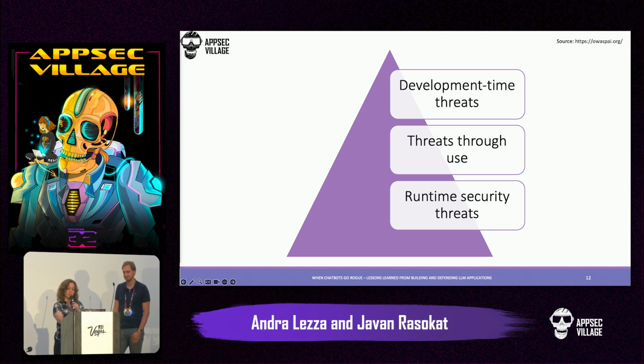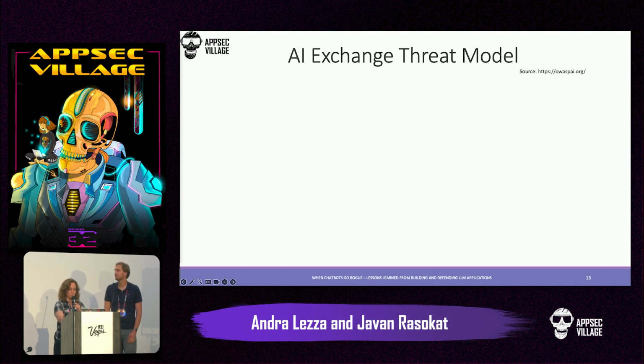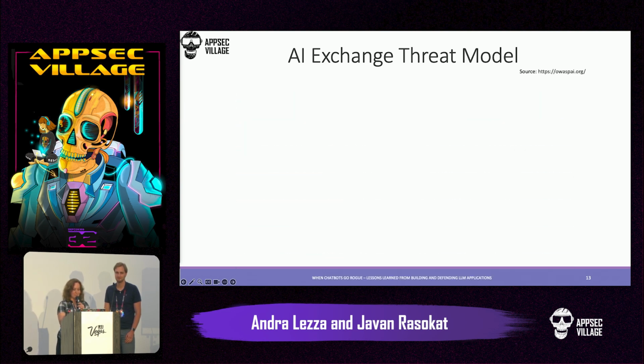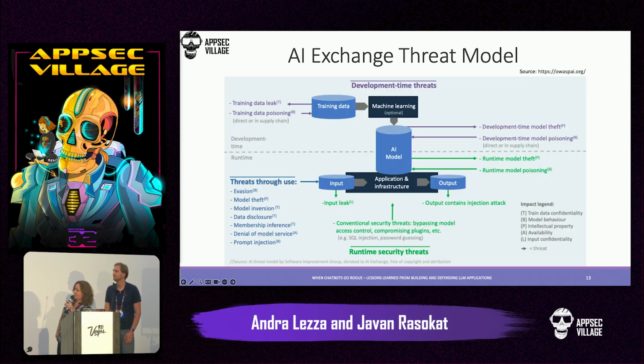All of these put together make up something called the AI Exchange threat model. And as I said, we're in the AppSec Village, so we have to do threat modeling. And this is the threat model. There's quite a lot going on here, but if you follow that link, you'll see an overview of the threats, the controls, and all the vulnerabilities. Quite a good resource from OWASP.